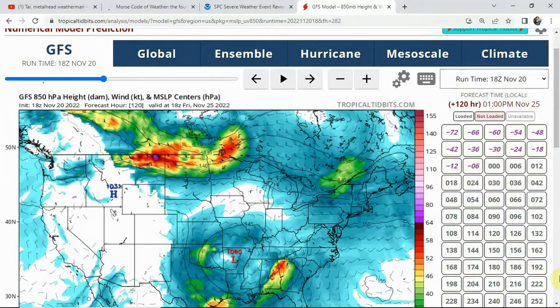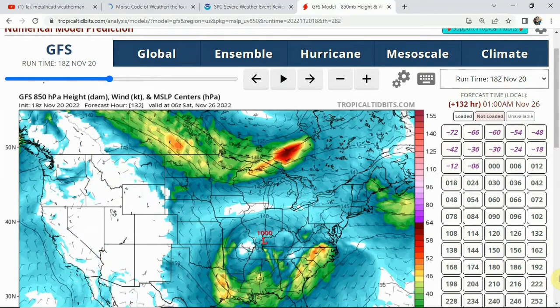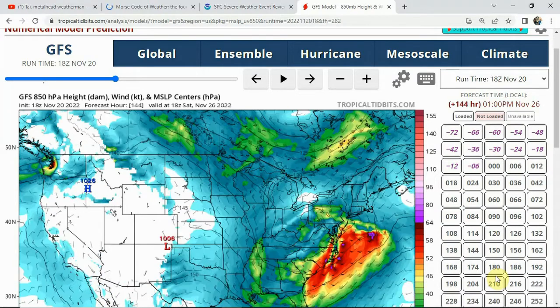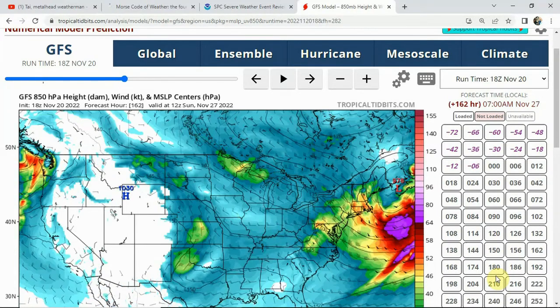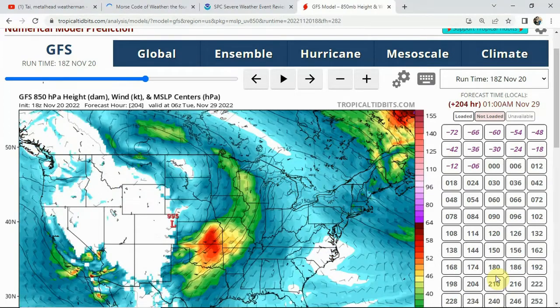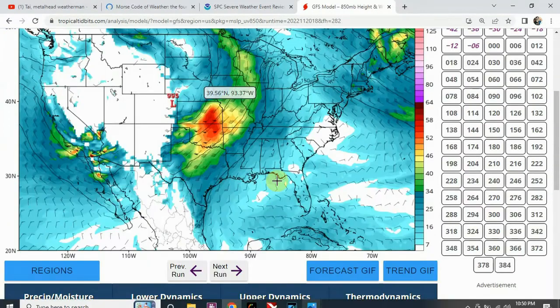And with this system, our low level jet doesn't look super impressive. At least not until the 26th. We may have to watch this region for potential severe weather according to the GFS. But if you look on other models, this will probably show a different picture, so we've got to be careful. We've got to be careful with making forecasts on this because model discrepancy can be your biggest enemy. But yeah, that's what we have going on there.